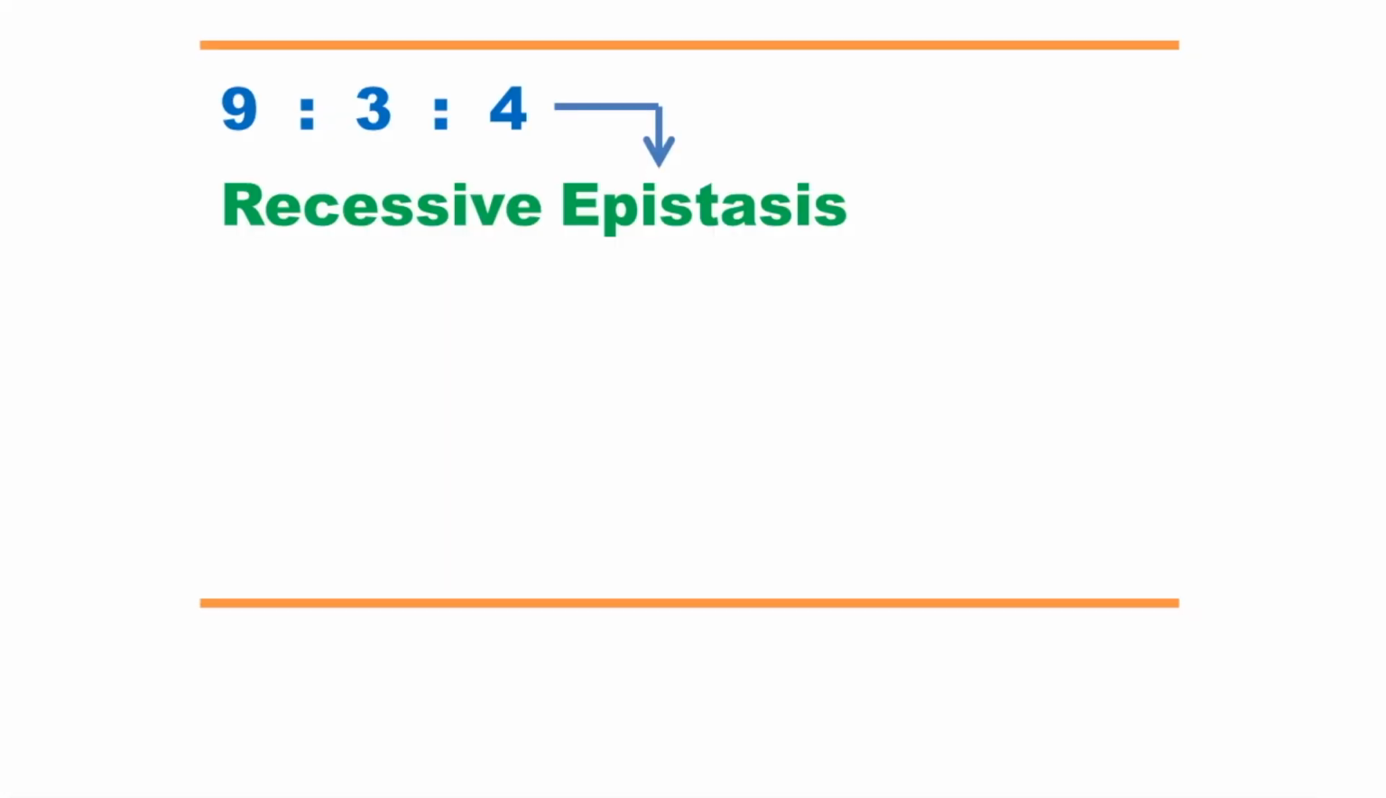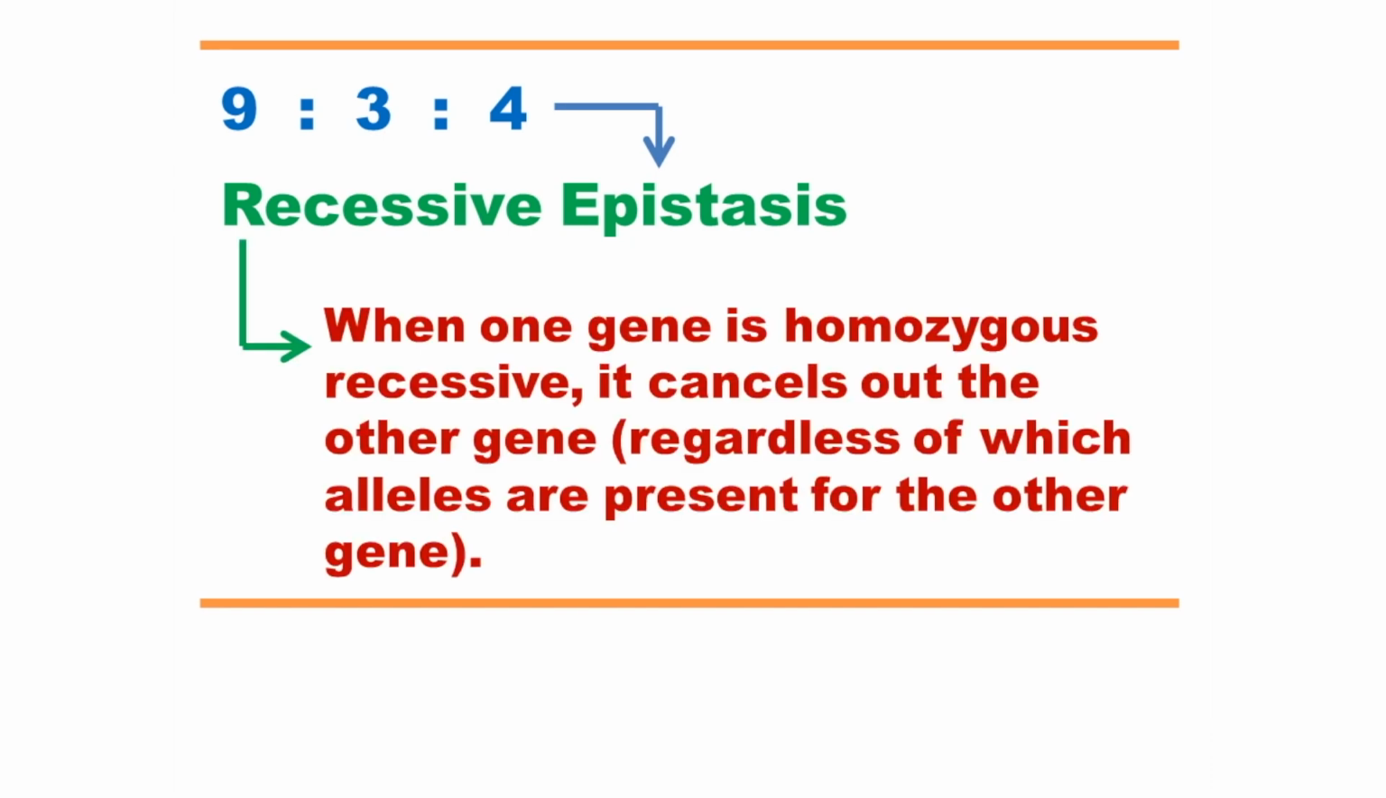So the ratio 9 to 3 to 4 when you do a double heterozygote cross, that's called recessive epistasis. And just articulating what I said before, when one of the genes is homozygous recessive, it cancels out the other gene regardless of which alleles are present for that other gene.